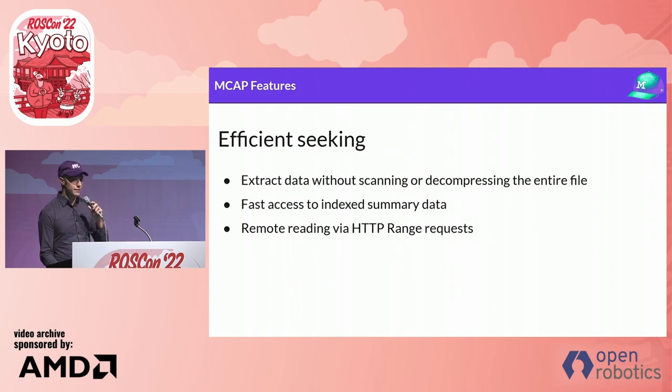If you do write indexes at runtime, or you go and add them later, you get efficient seeking. You can iterate over a subset of topics. You can do range requests. This works well with NFS, with HTTP. And you can get quick summarization data that's tacked on at the end.